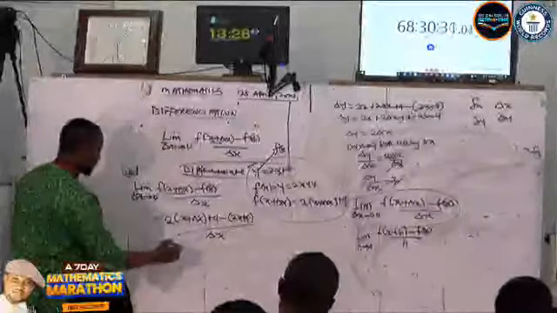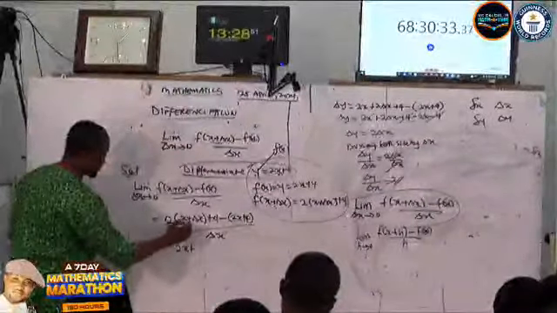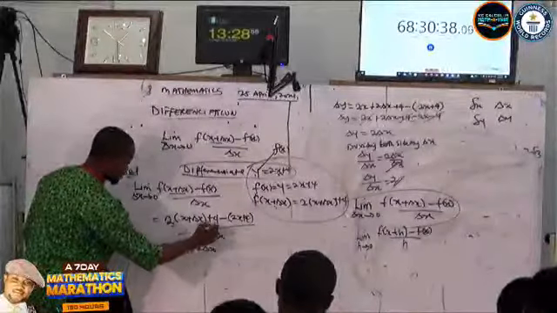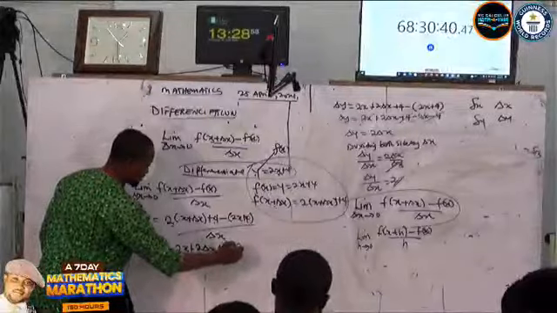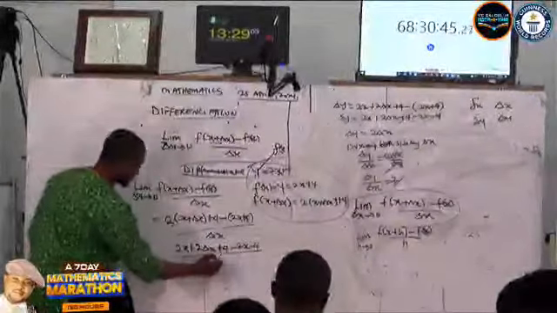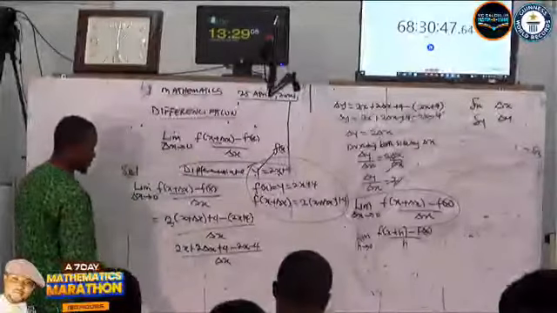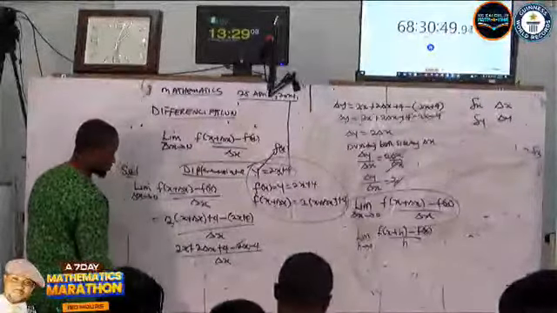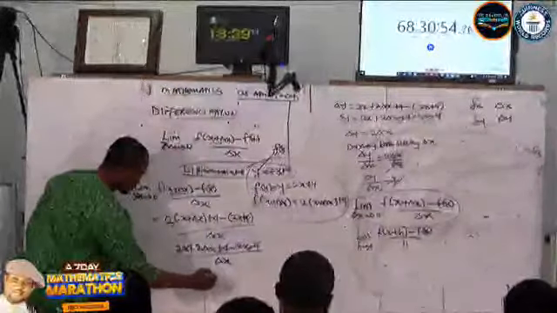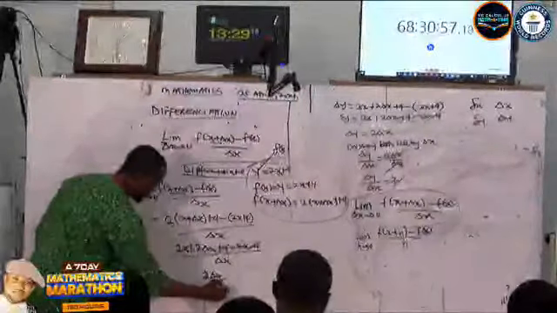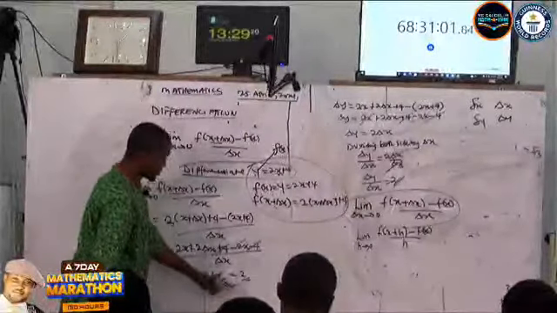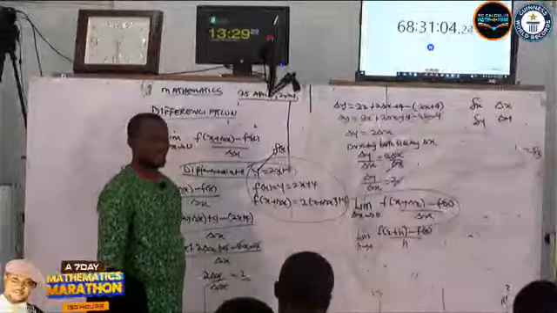So open this bracket, what do you have? 2x plus 2 change in x plus 4 minus 2x minus 4 divided by change in x. So something must cancel. This and this is gone, okay? What else? So therefore we have 2 change in x over change in x, cancel this, okay? The answer equals to what? 2, the same as what we had when we were solving it before. Which one do you prefer?